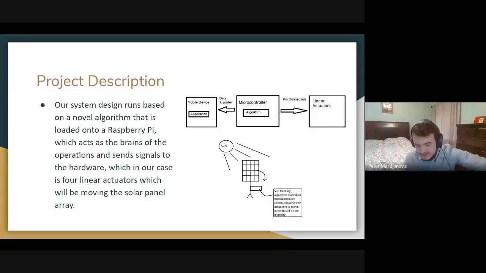So basically, our idea for our system design was to use the algorithm as the main sun tracking software and be able to calculate accurate position data for the sun. That's going to be on our Raspberry Pi, which is going to be the main brain of the system, and it's just going to send signals to the hardware, which is the motors and such, where we would have 4 linear actuators to move our solar panel based on the position data we're computing.